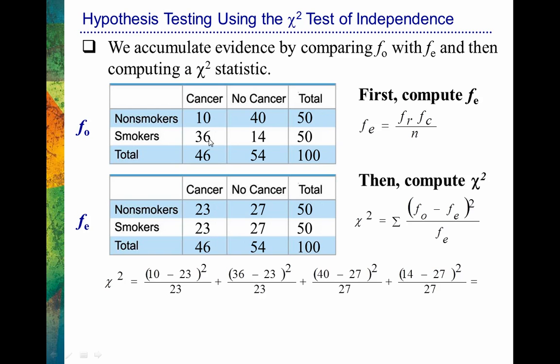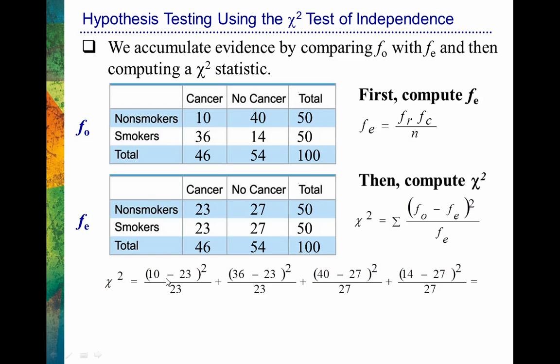So here's cell 2. We take 36, that's the observed frequency. We're going to subtract 23, the expected frequency. We're going to square that difference and then divide by the expected frequency. Then add to that for the third set of cells. So we take the observed frequency of 40. We subtract the expected frequency of 27, and then we divide by 27. Take the observed frequency of 14, subtract the expected frequency of 27, square that difference, and then divide by 27. So I've got that all laid out right here.